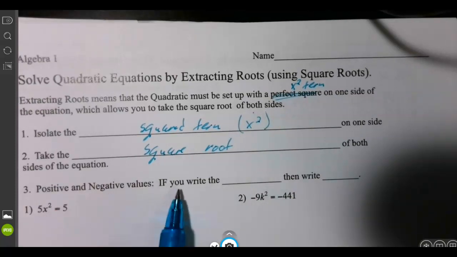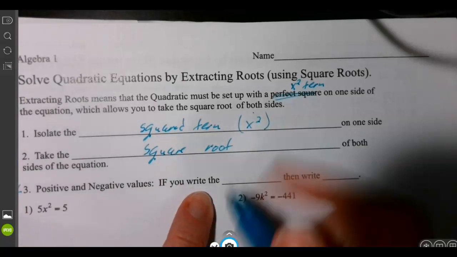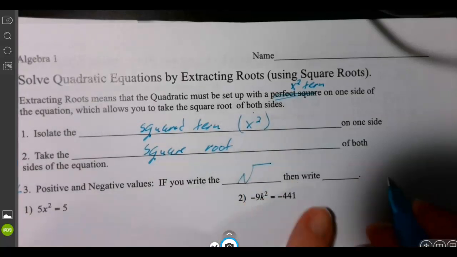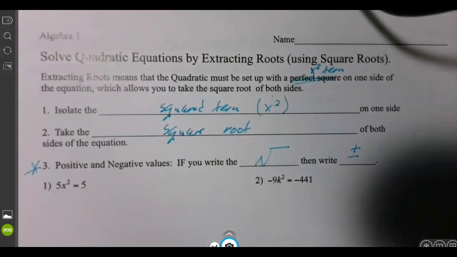What happens? This is crucial. If we ever have to write the radical in, then you must also write a plus or a minus, because you're going to get a positive root and a negative root. And I'll explain this as we go through. Okay, so here we go.